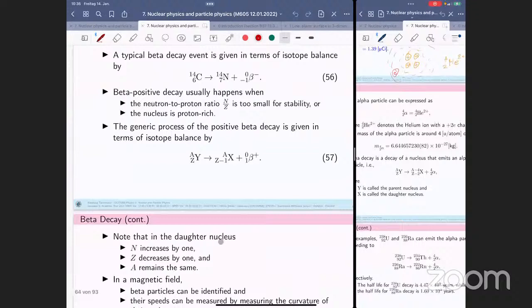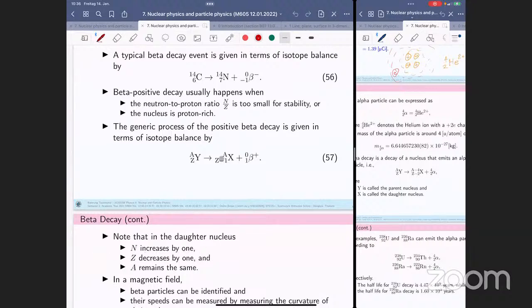Note that in the daughter nucleus, in the beta plus process or positive beta decay, the neutron number increases by 1 because one proton is converted to a neutron. At the beginning they believed there would be only two particles, the neutron and the positron, but it's not the case. Once they went further in terms of energy conservation, there should be another particle, and we will talk about that later.